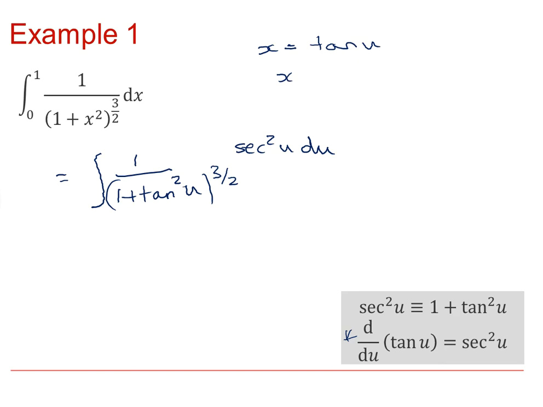Now when x equals 0, tan u equals 0, so u equals 0. And when x equals 1, tan u equals 1 gives u equals pi by 4. So we need to change those limits as well, so that the whole integral now is in terms of u, that's how we would do it.